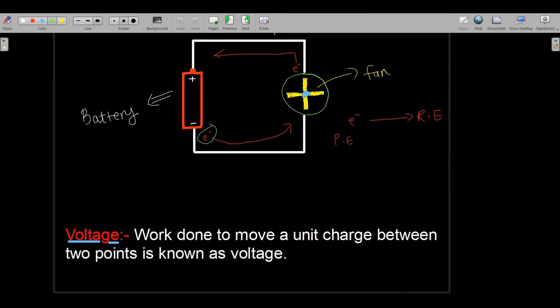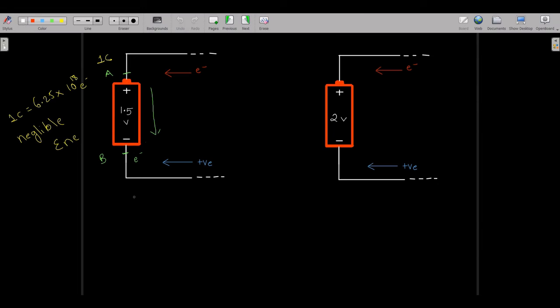So voltage is work done to move a unit charge. That means work done by the electrons, or basically work done is also known as energy. So it is the energy supplied by the battery, due to which the electrons are able to come back between these two points, point A and point B. I hope you understood this concept.